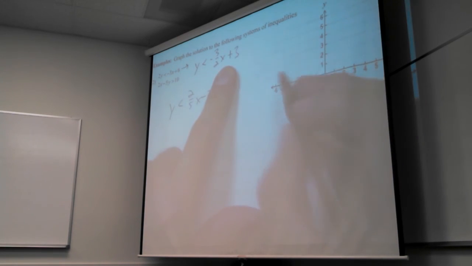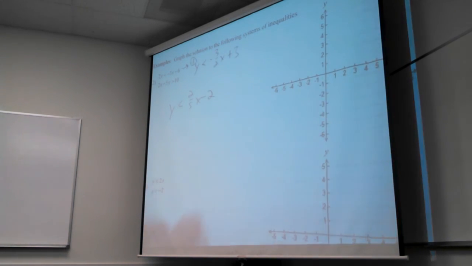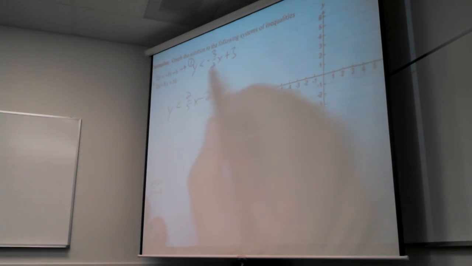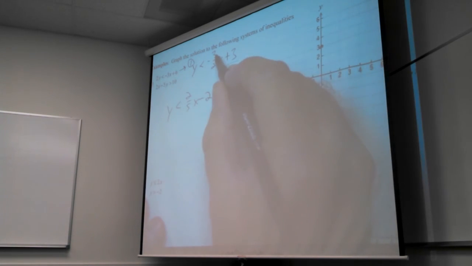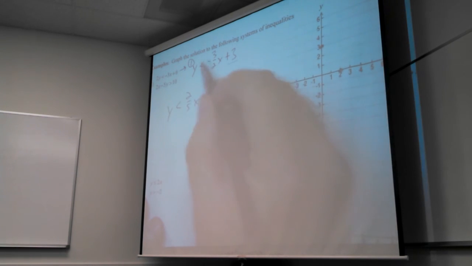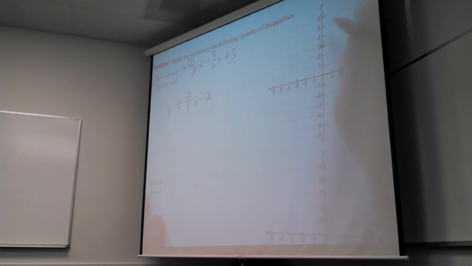So this first one, I highly recommend that you completely finish one and then put the other one on top of that. Otherwise it gets kind of weird as to which line is which and what am I testing. So this one, the y-intercept is 3. It tells me to go down 3 over 2. And what kind of line is it going to be? Dotted.